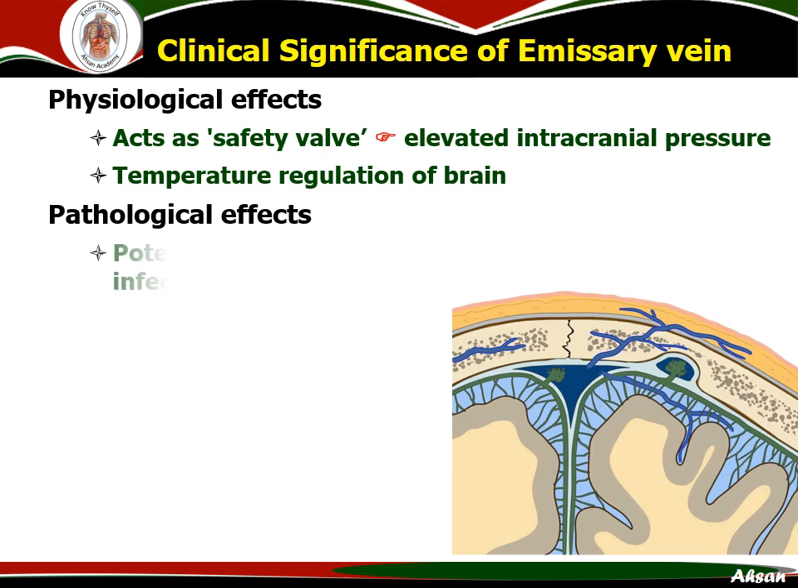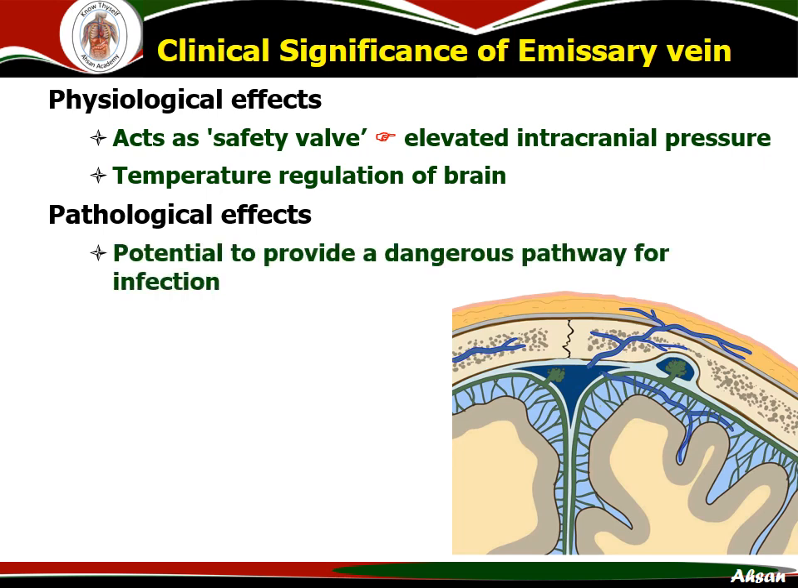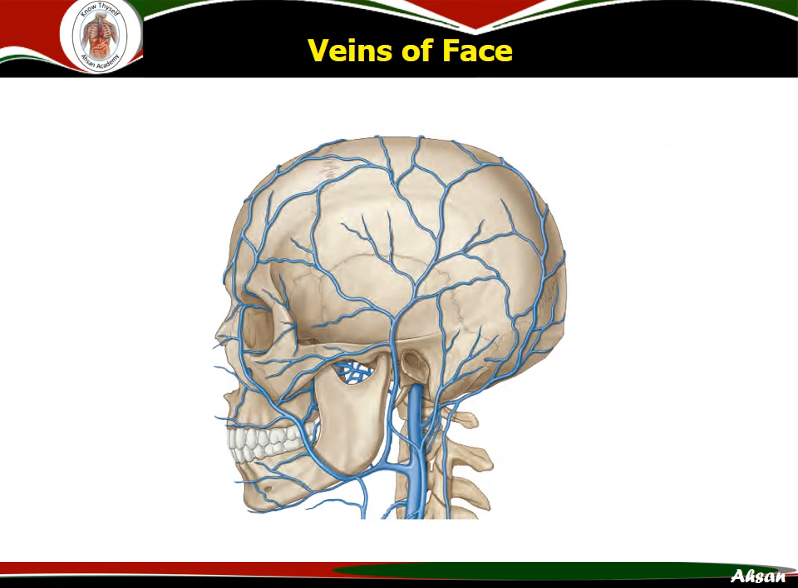The pathological effects are due to the absence of valves. The bad elements can go inside the cranial cavity, and we commonly know these as the infection sources. This is the emissary vein connecting the veins of either side, and there is no valve here.